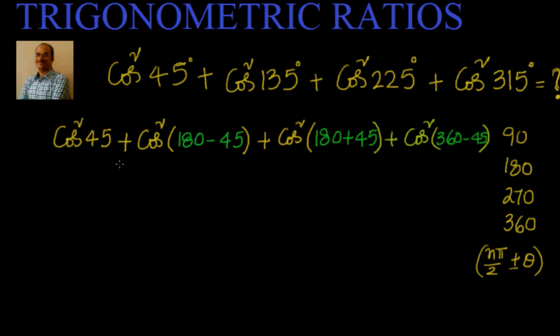So now 45 I know, but 180 minus theta, if theta equals 45 degrees, this is of the form cos square theta plus cos square 180 minus theta plus cos square 180 plus theta plus cos square 360 minus theta. Now let us see.